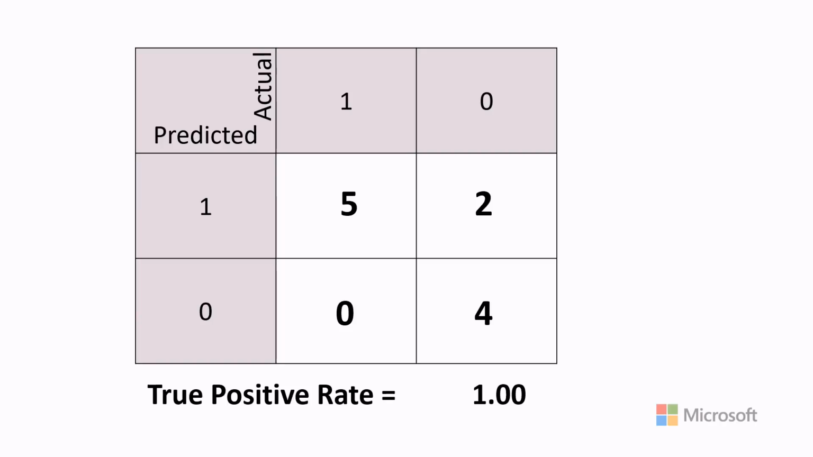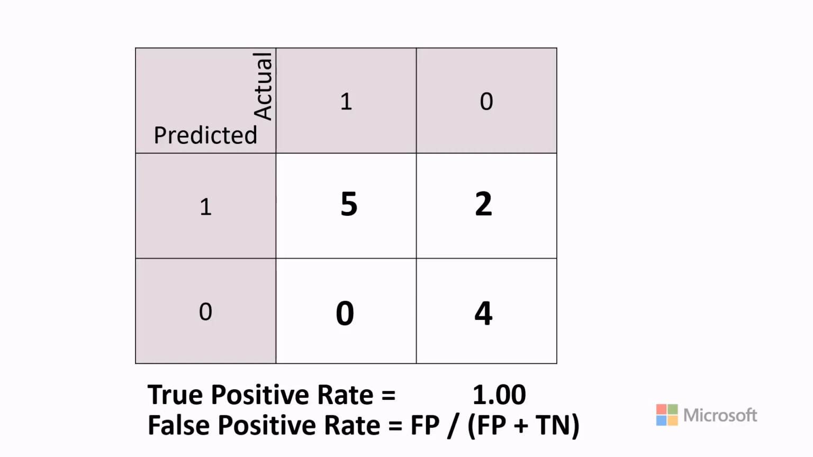Now, recall actually has another name. Sometimes it's known as the true positive rate. And there's an equivalent rate for false positives compared to the actual number of negatives. In this case, we have 2 false positives and 4 true negatives. So our false positive rate is 2 out of 6, which is 0.33.